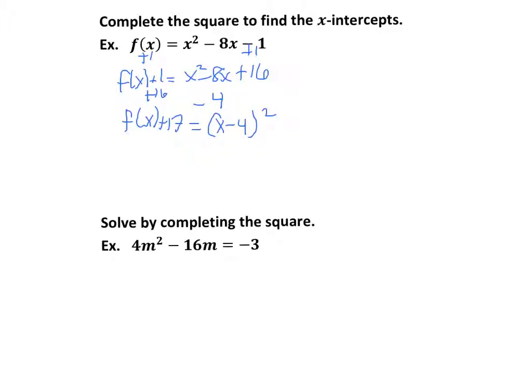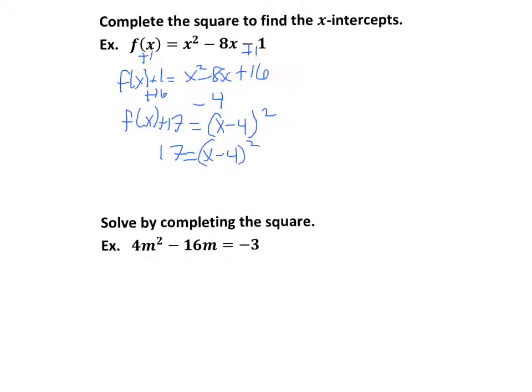Oh, I didn't even look at that. Okay, we want to actually find here where it crosses the x-axis. So, in other words, when it crosses the x-axis, what's my y value? 0, right. So that just goes away now. So now we have 17 equals x minus 4 squared.